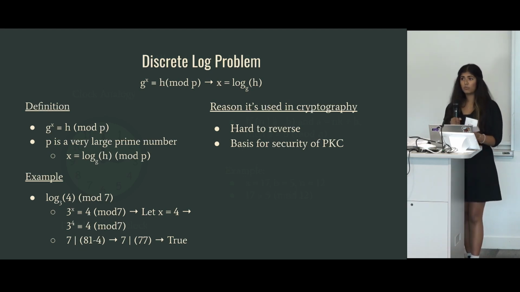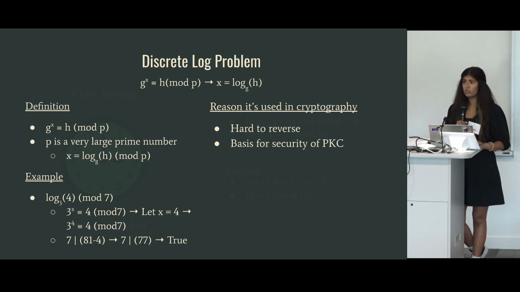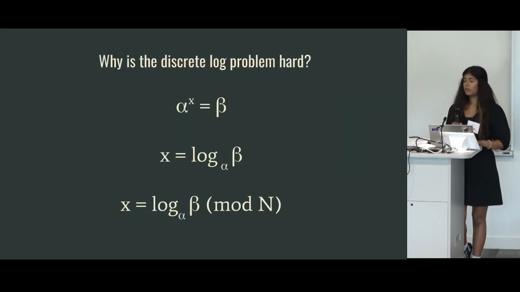The reason it's used in cryptography is that if someone only knows the final number and the base, it's very hard for someone to reverse it because of how large the integers actually are. So this is why it's used in cryptography, because it's hard to reverse, and it's also why it's the basis of security for many public key crypto systems.